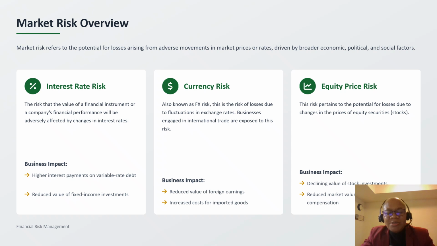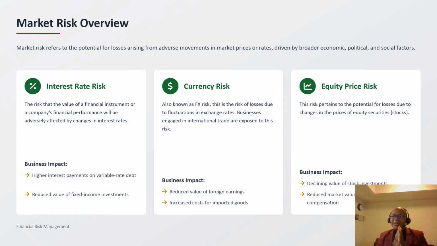Here I present three main financial risks faced by most organizations, especially organizations that operate internationally. As you can see, interest rate, currency rate, equity price rate are the three major financial risks under the umbrella of what is called market risk.